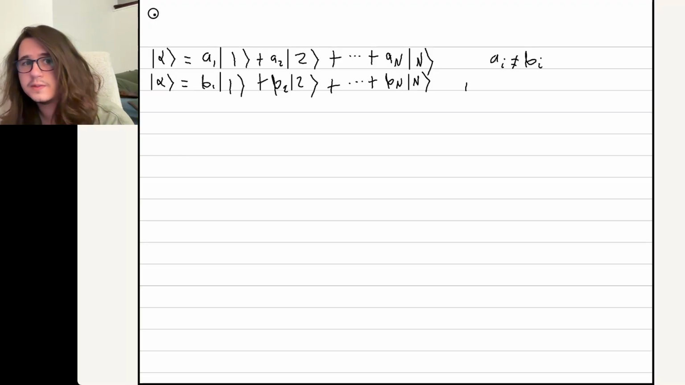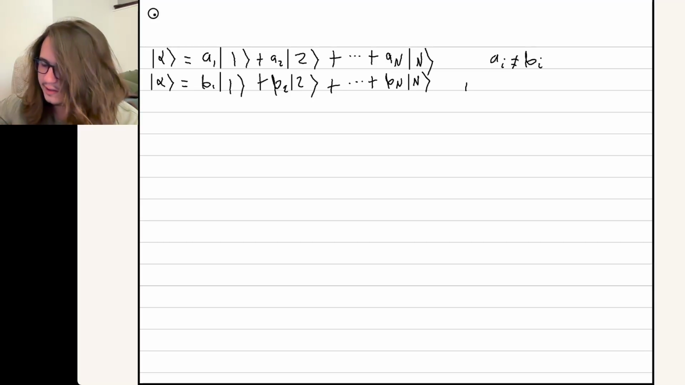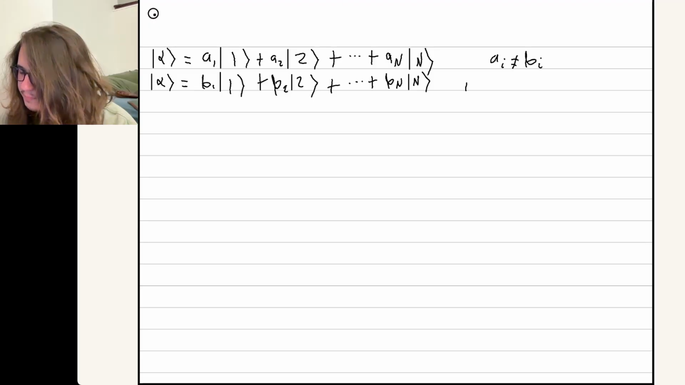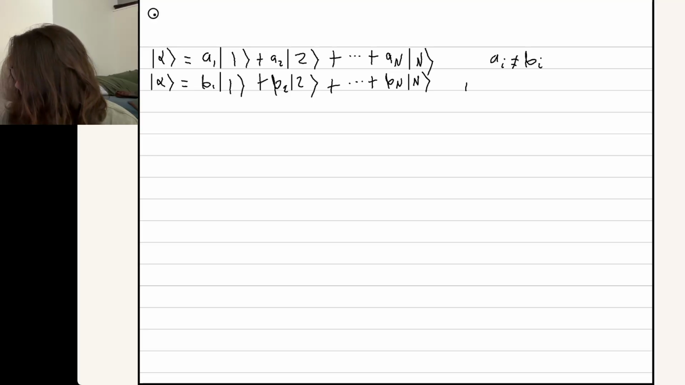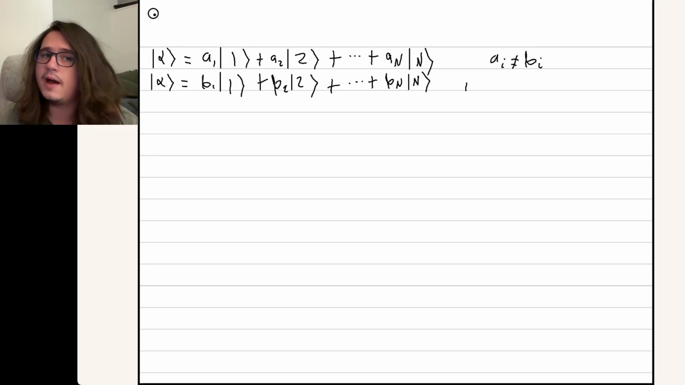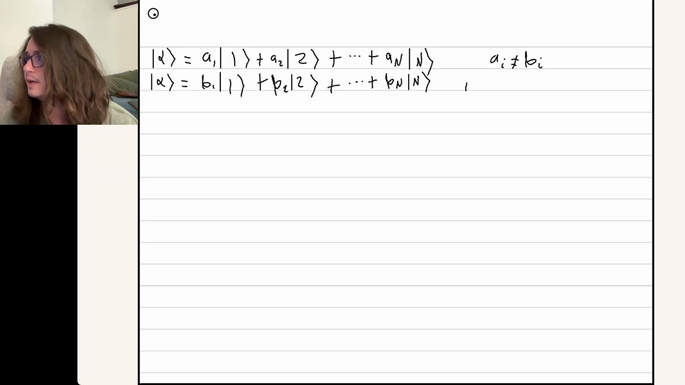So what I've written here is the vector alpha, in the same basis in both equations. The basis is just vectors 1, 2, on to vectors n. But you'll notice that I've written different components for either one. The one up top is A's all the way down, and the other one is B's all the way down. And we're assuming that A sub i is not equal to B sub i for now.